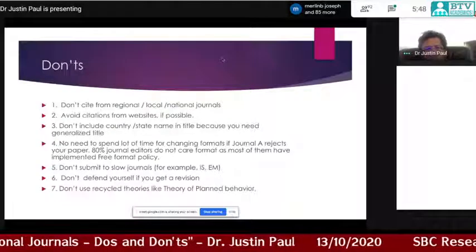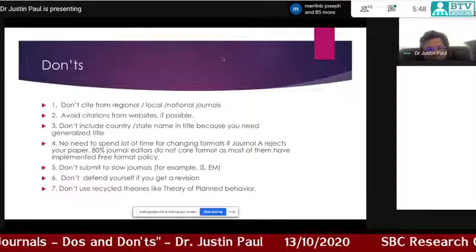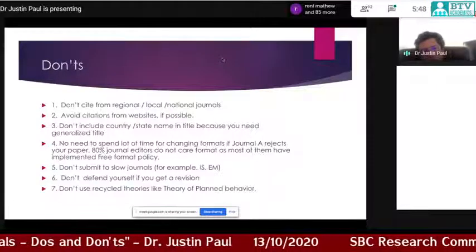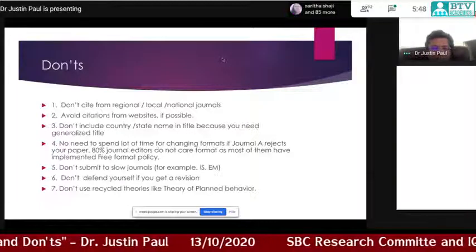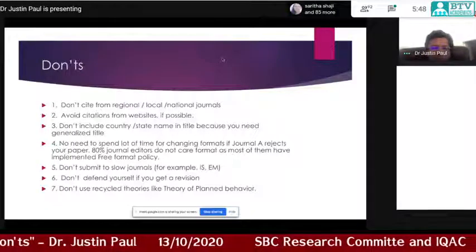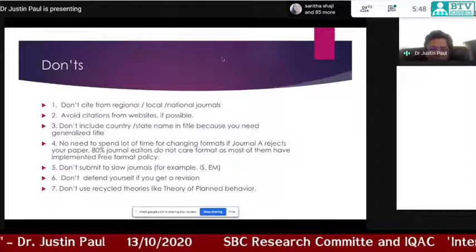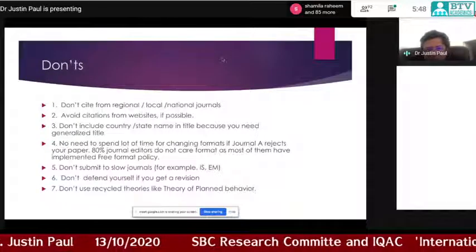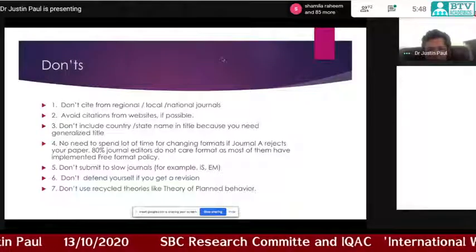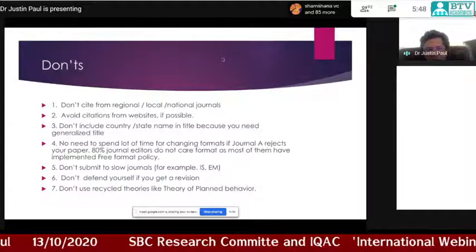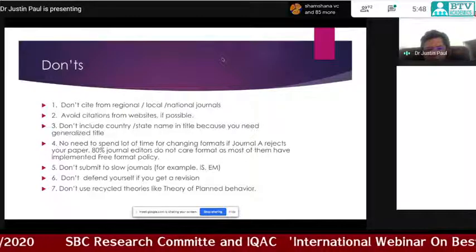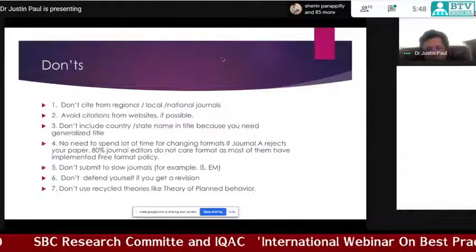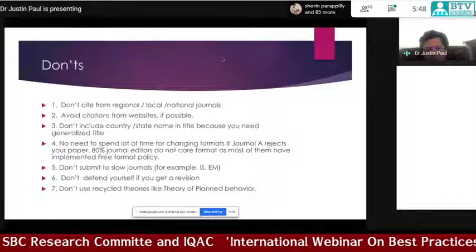Number 4, no need to spend a lot of time changing format if a journal rejects your paper. Yeah, so no need to spend all your time changing format if a journal rejects your paper. 80% of journal editors do not care about format, as most of them have implemented a free format policy.